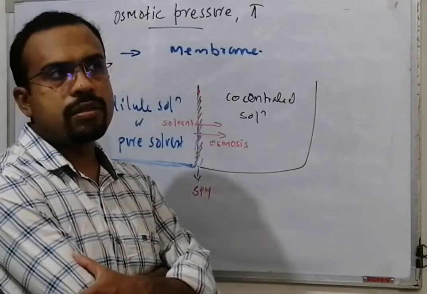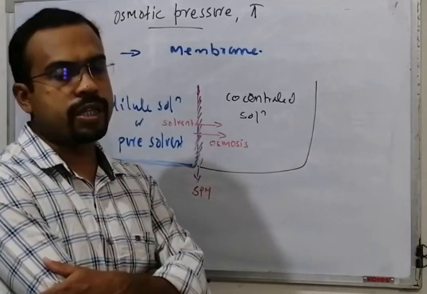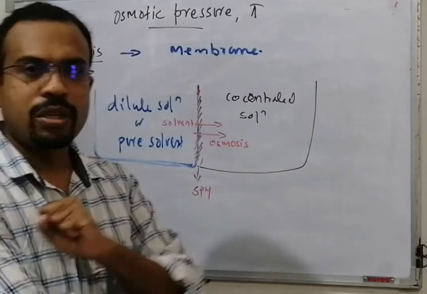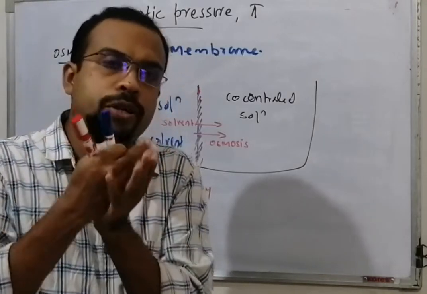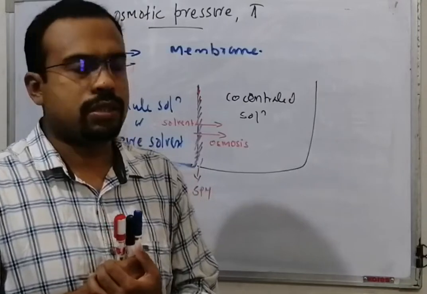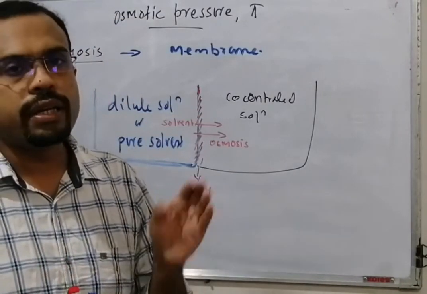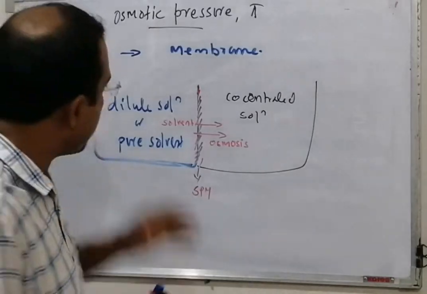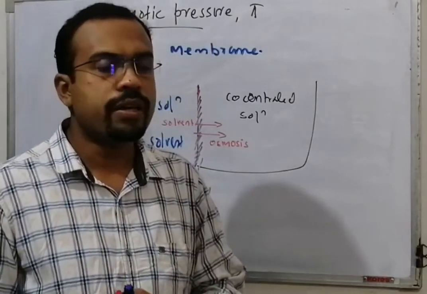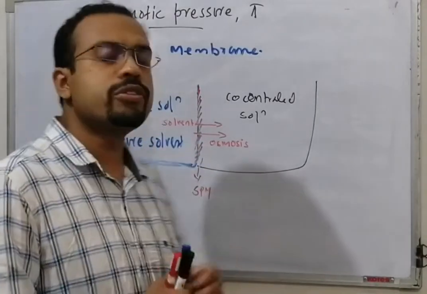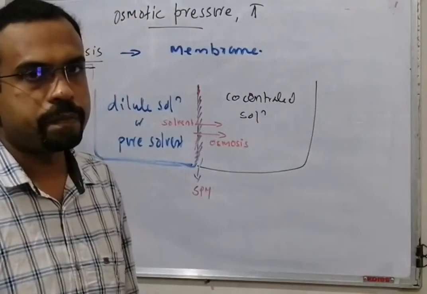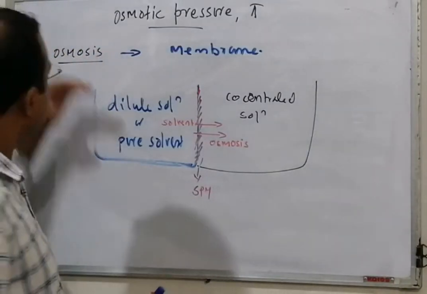In botany, you learn that solvent moves from higher potential to lower potential. That's also correct. Higher potential means a region where a higher amount of water is present, moving to the region of lower amount of water. Dilute solution means solvent is more and solute is less. Concentrated solution means solute is more and solvent is less. Therefore, solvent is moving from here to here. That is all about osmosis.